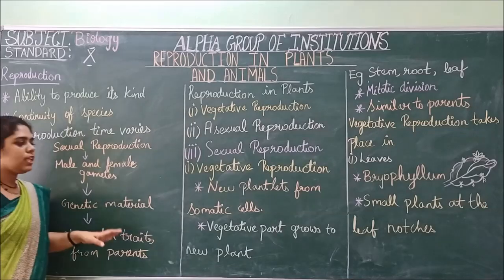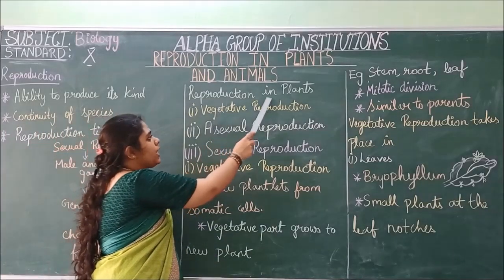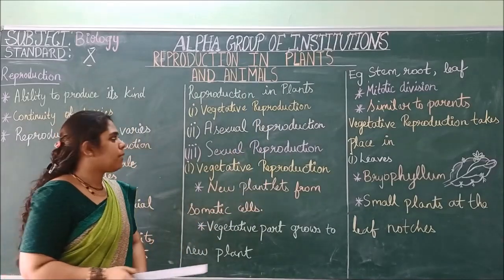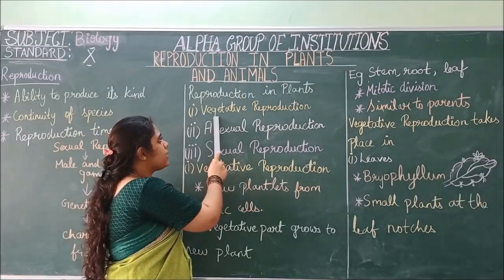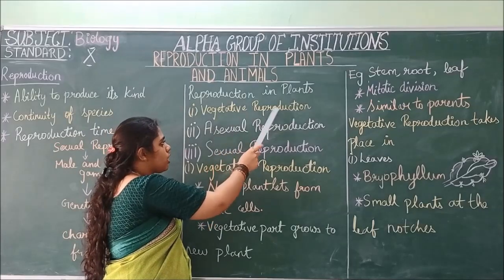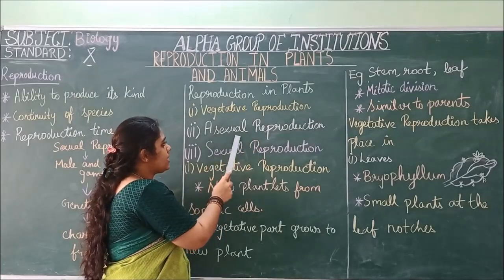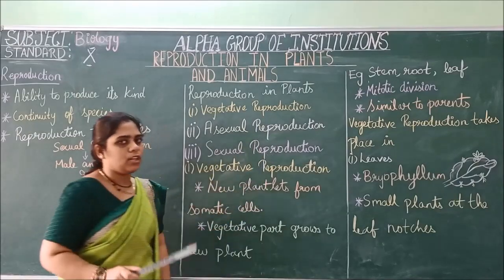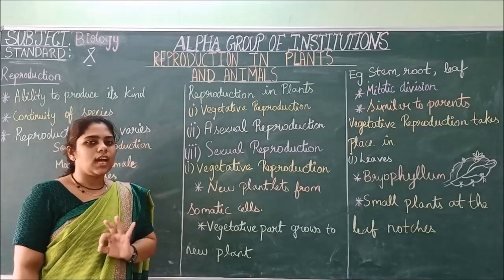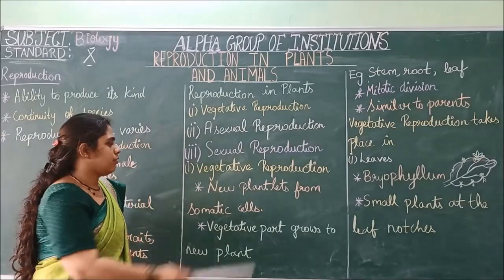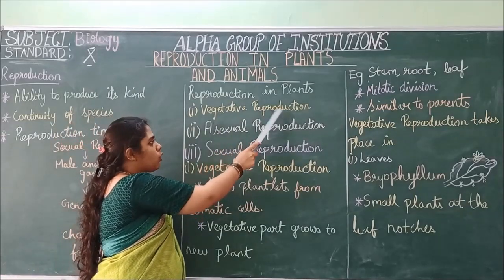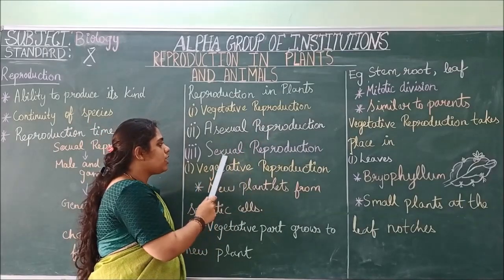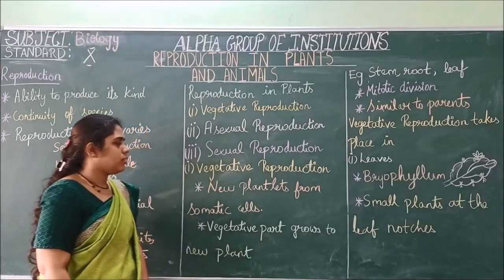Now we are going to see reproduction in plants. First we are going to see plants alone. The first type is vegetative reproduction. The second type is asexual reproduction. And the third is sexual reproduction. So in plants there are three types of reproduction: first vegetative, second asexual, and third sexual reproduction.